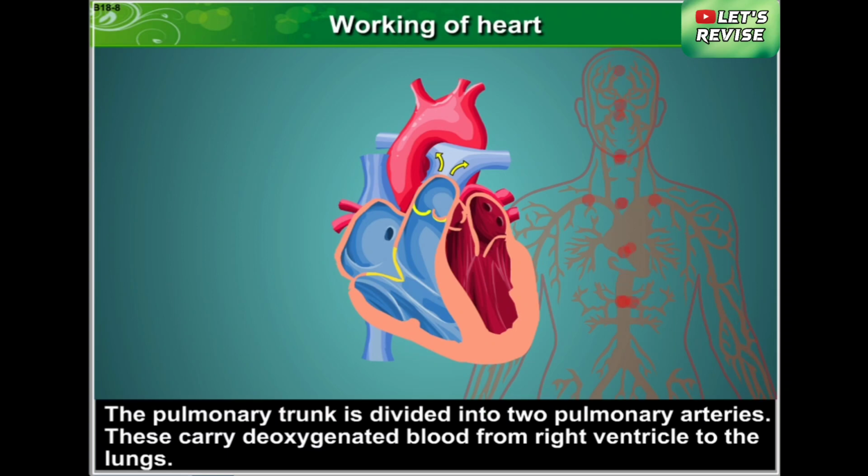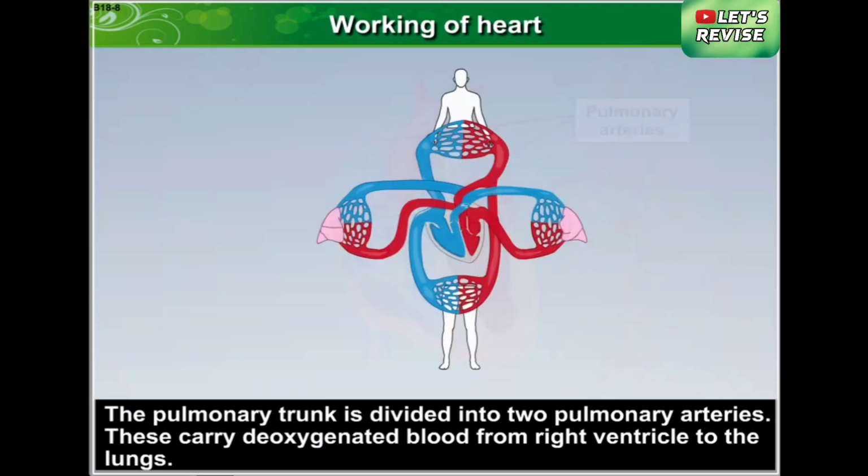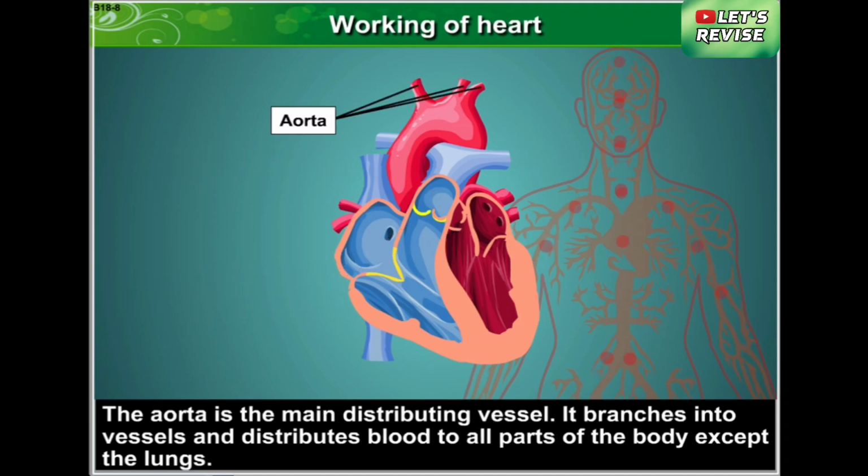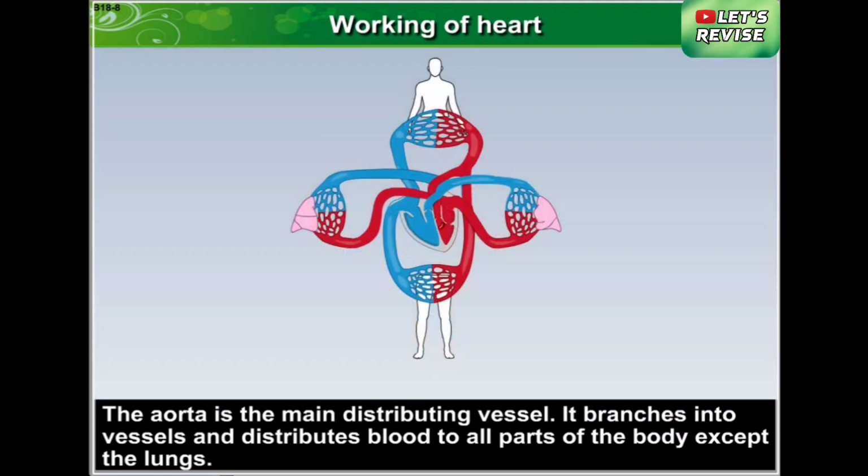The pulmonary trunk is divided into 2 pulmonary arteries. These carry deoxygenated blood from the right ventricle to the lungs. The semilunar valves present at the base of the pulmonary trunk prevent return of blood into the ventricles. The aorta is the main distributing vessel. It branches into vessels and distributes blood to all parts of the body except the lungs.